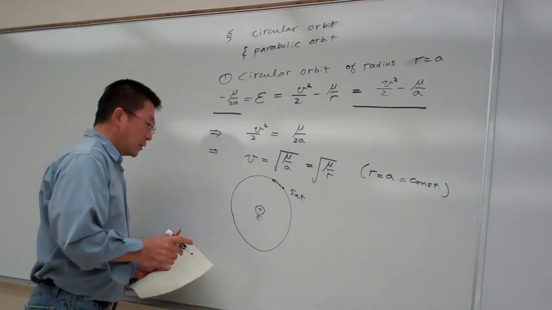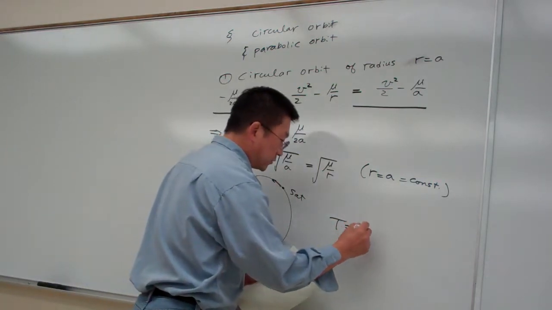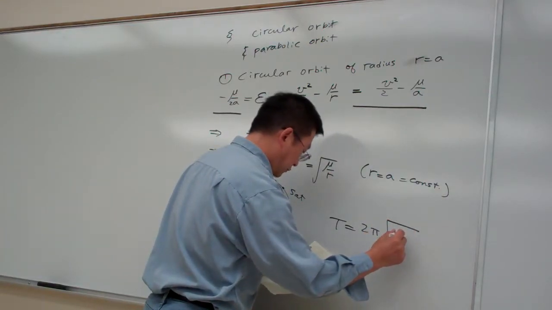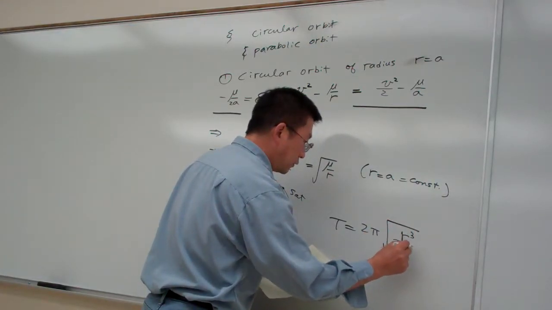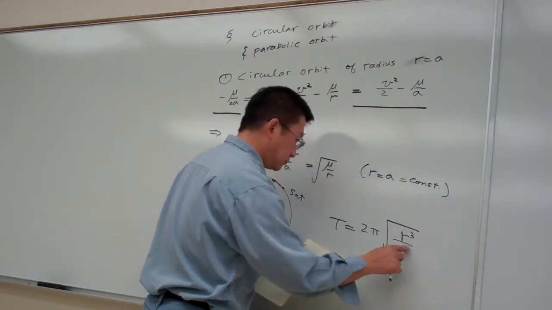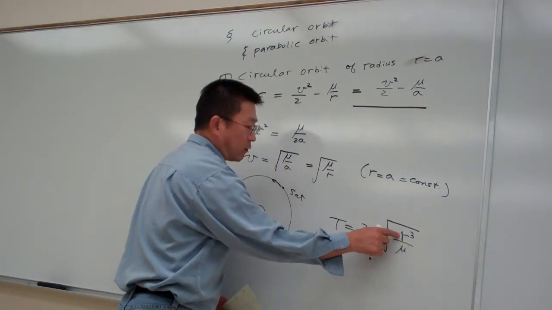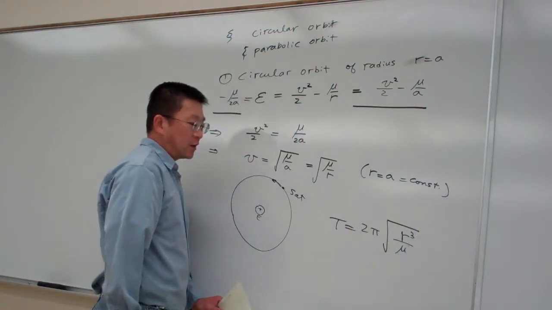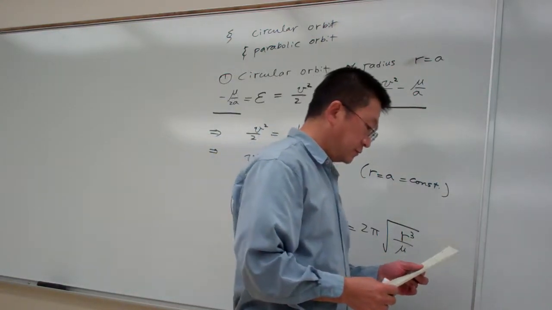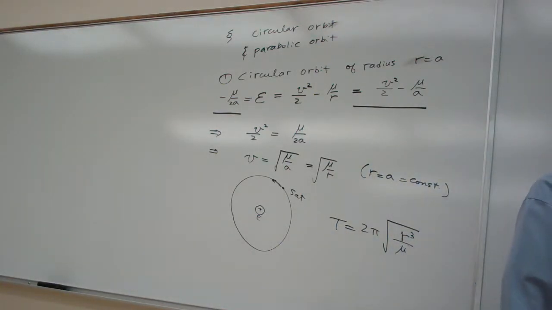And the same thing, the period. The period still uses this formula: 2 pi times the square root of r cubed over mu. So the period is still the same, and right now r is constant, so T can be estimated that way. The second one is parabolic.